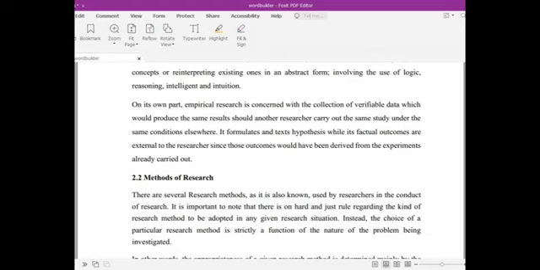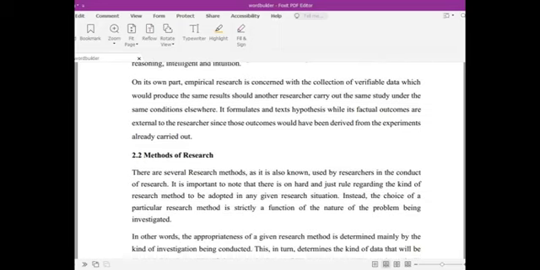There are several research methods, as it is also known, used by researchers in the conduct of research. It is important to note that there is no hard and fast rule regarding the kind of research method to be adopted in any given research situation. Instead, the choice of a particular research method is strictly a function of the nature of the problem being investigated.